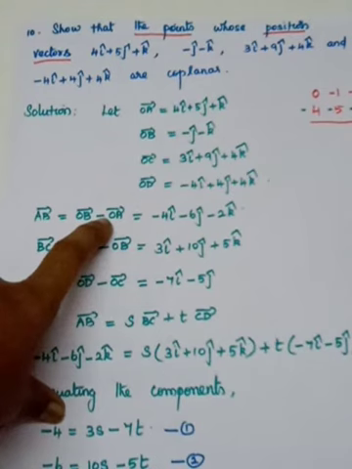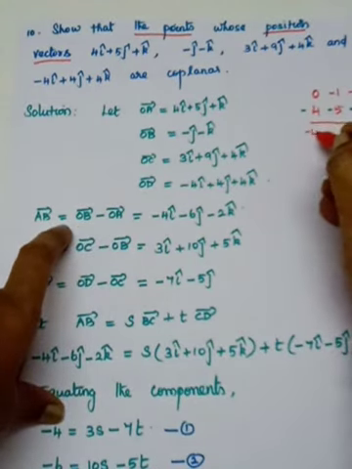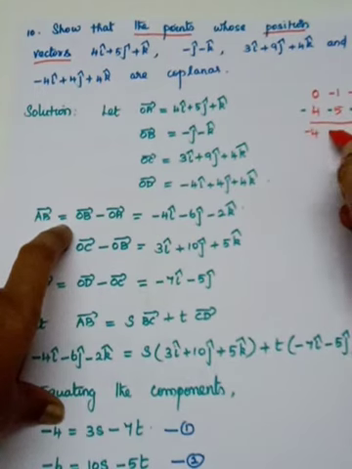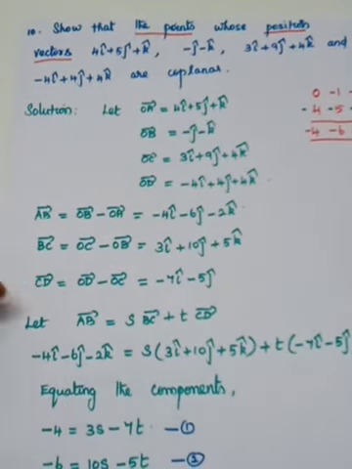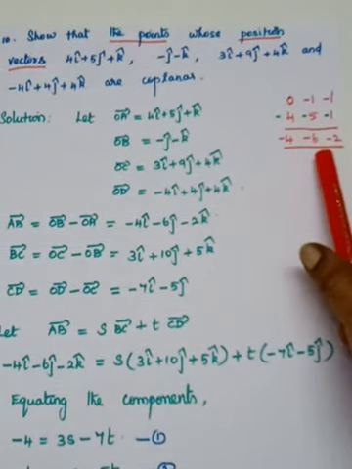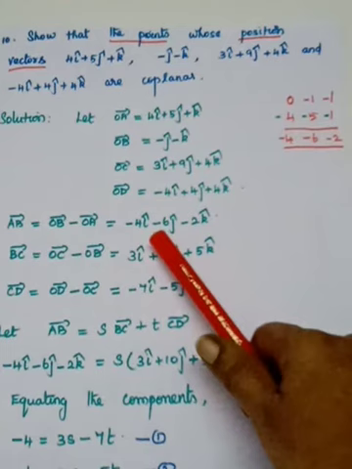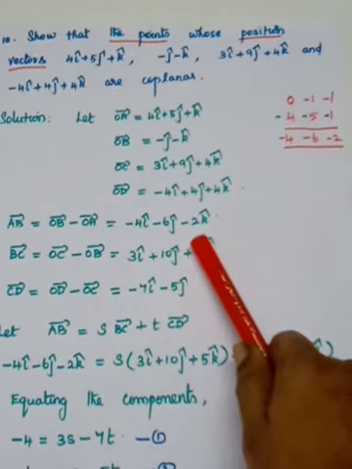So if you do the calculation, 0 minus 4 is minus 4, minus 1 minus 5 is minus 6, minus 1 minus 1 is minus 2. So this is your AB vector you have to write. Here I have written the coefficients. So minus 4, minus 6, minus 2. So this will become minus 4i cap, minus 6j cap, minus 2k cap.